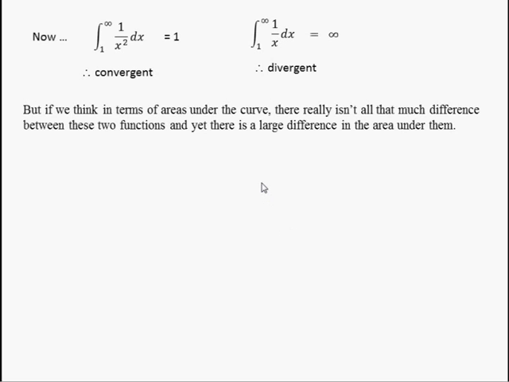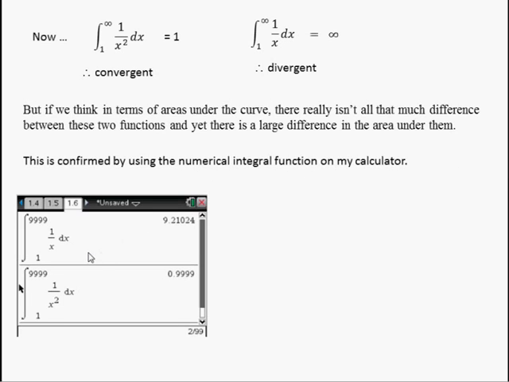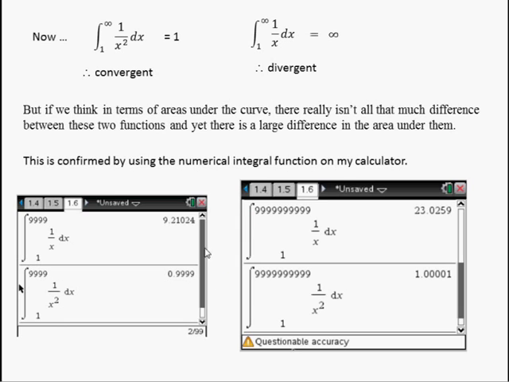Just to prove this a little bit more, I can confirm this on my calculator. If I do the limit between 1 and a big number of 1 on x, I get 9.2. If I do the same thing for 1 on x squared, I get 0.999. Now I'm going to put in an even bigger number, and this is where we get a little problem because it's questionable accuracy, but basically 0.999, 1. So it's converging on 1.